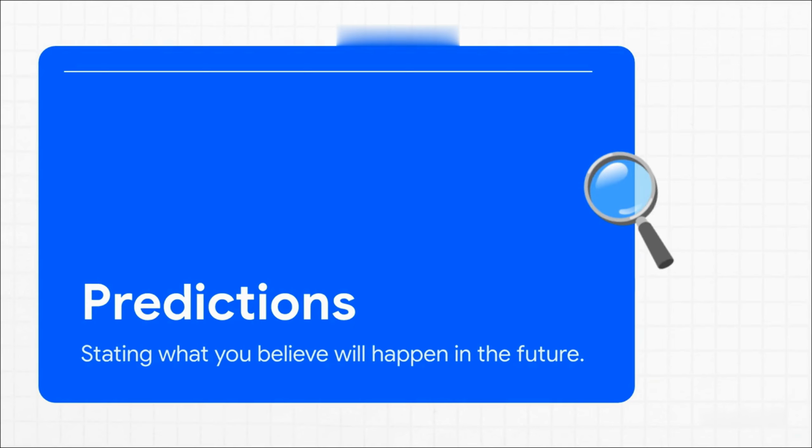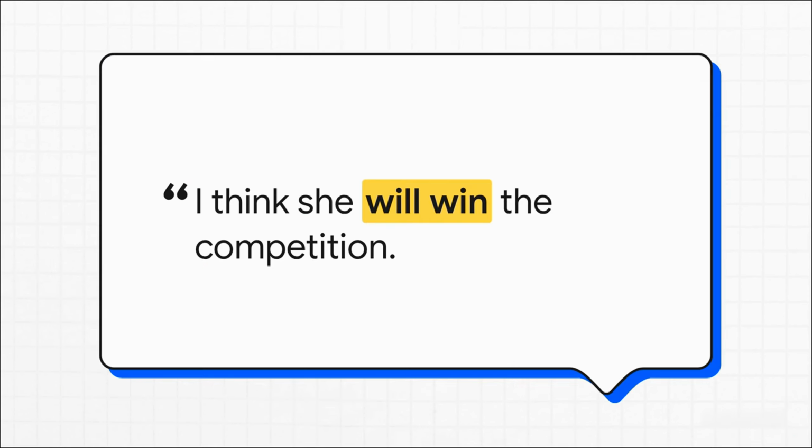Next up, use case 2 is all about making predictions. This is when you're basically giving your best guess about the future. It's not a fact, it's not a guarantee, it's just what you think or believe is going to happen. Like saying, I think she will win the competition. Do you know for sure? Nope, you don't have a crystal ball, but based on what you've seen, or maybe just a gut feeling, you're making a prediction. That's another perfect spot for will.